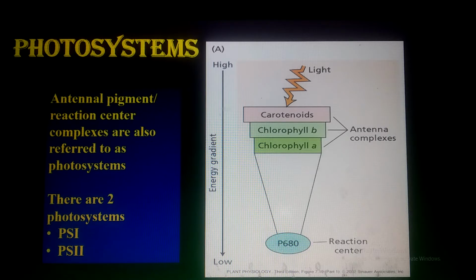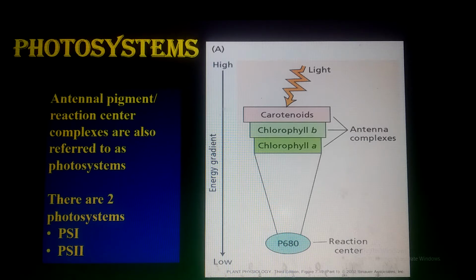And PS2 is known as PS680. Why is it called 680? Because it absorbs light energy of 680 nanometer. And as we know the relationship of energy and wavelength, energy is inversely proportional to the wavelength. If the wavelength is high, the energy is low, and if the energy is high, the wavelength is low.